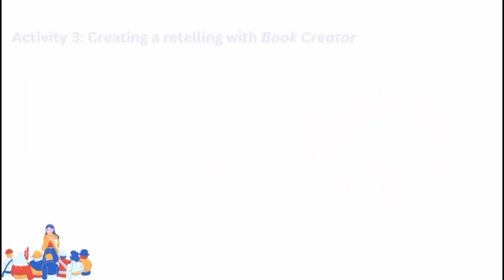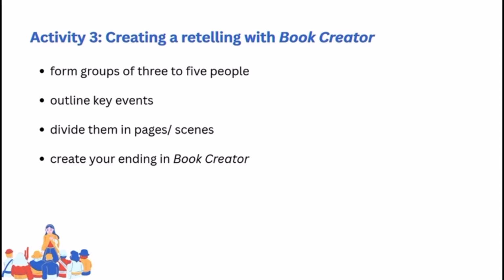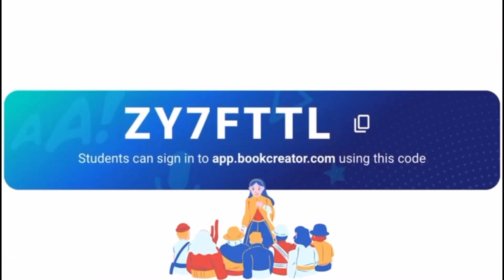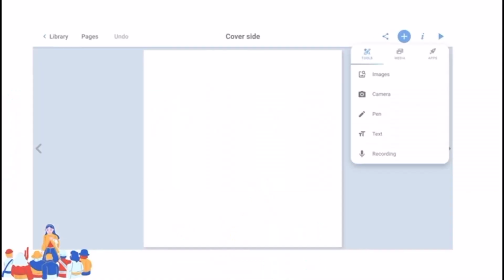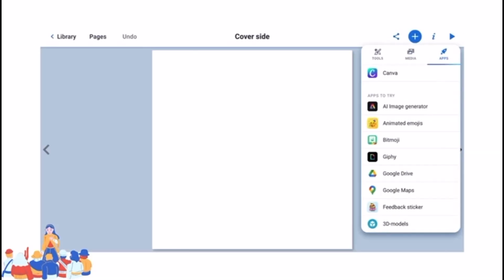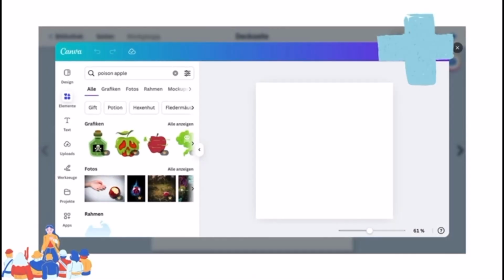First, plan your version by outlining the key events and divide them into pages or scenes. Then, log into Book Creator using the class code on this slide. Although you're encouraged to plan the entire story, your focus is on creating just the ending in Book Creator. Use the vocabulary you've practiced to write the narration and dialogue. Add images, your own drawings, or online copyright-free pictures available through Book Creator apps like Canva.